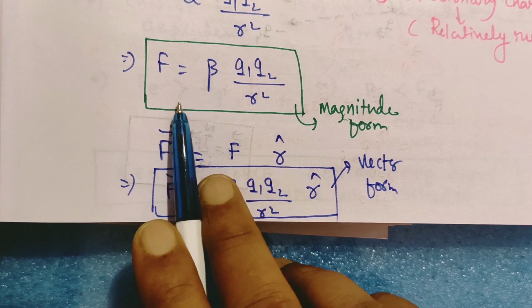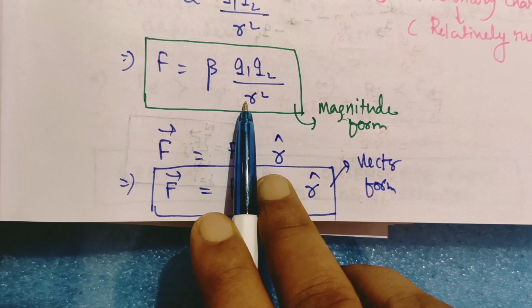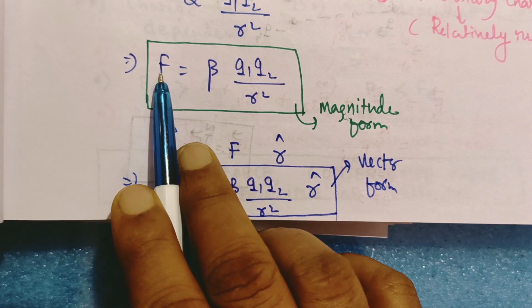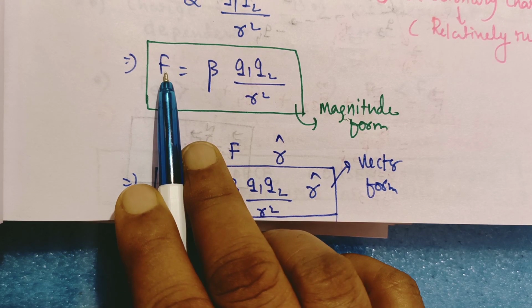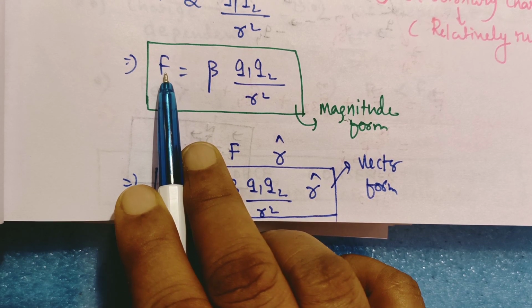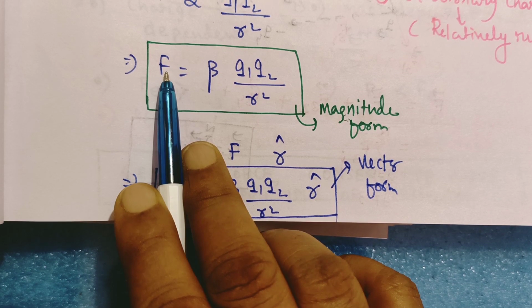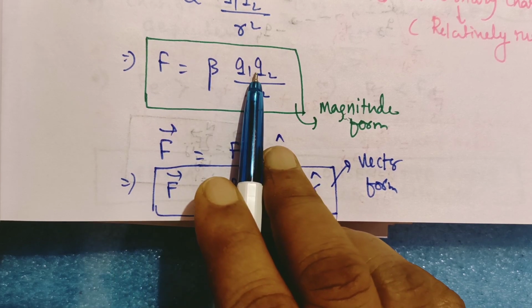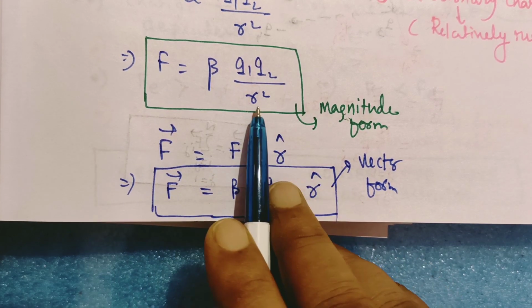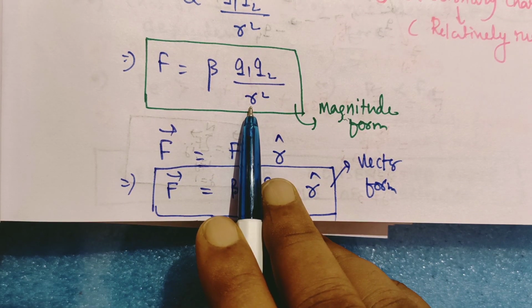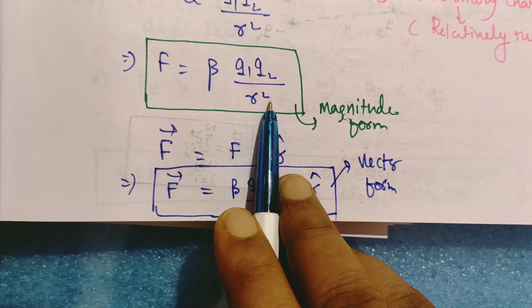So again, come to the statement of Coulomb's law. The force of attraction or repulsion in between two point stationary charges, I am repeating the words, two point stationary charges, is directly proportional to the product of the charges and inversely proportional to the square of the distance between them.